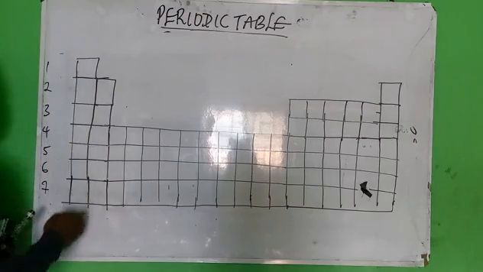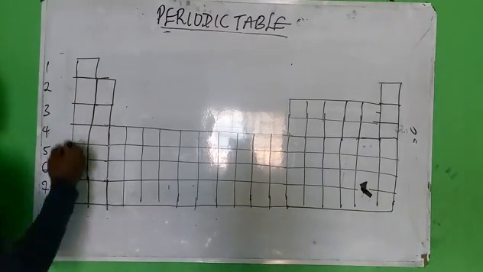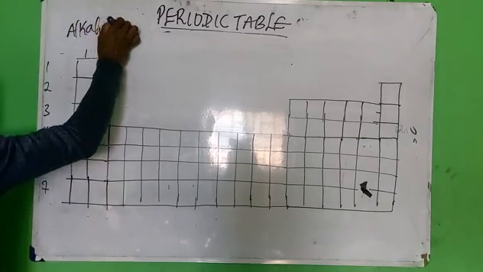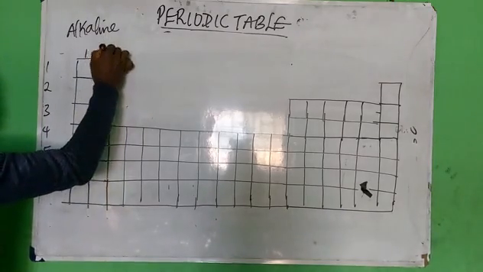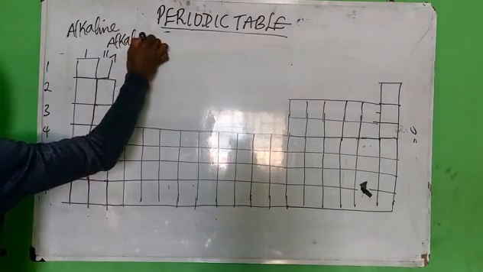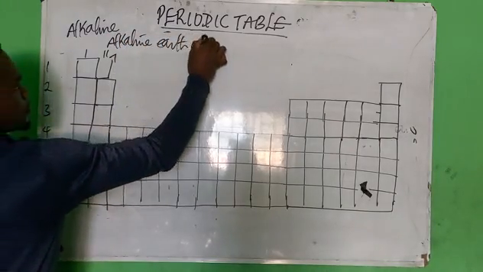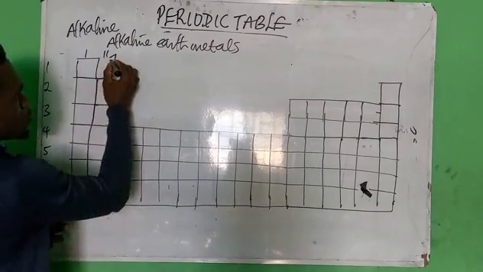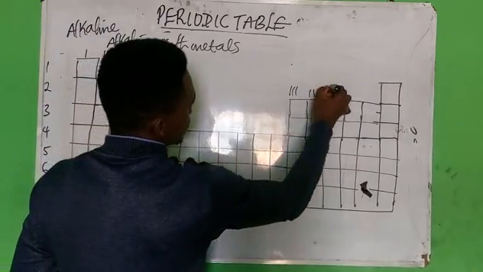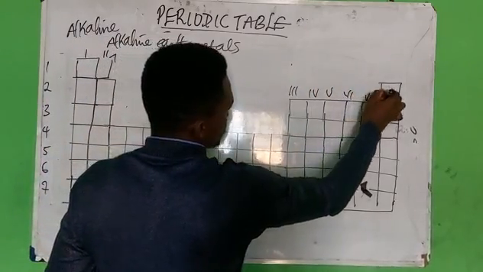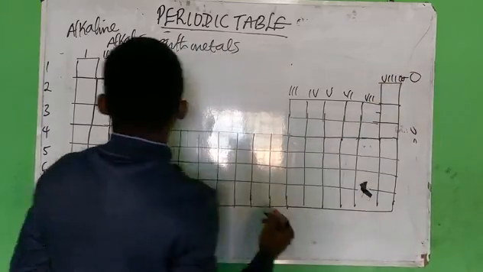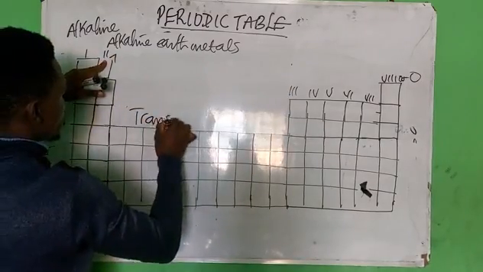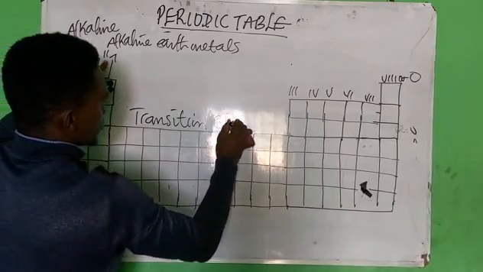This vertical arrangement is called a group. Horizontal is what? Period. So the elements found in the first group are called alkali metals, while the ones found in group 2 are called alkaline earth metals. The elements found between group 2 and group 3 are all called transition elements.